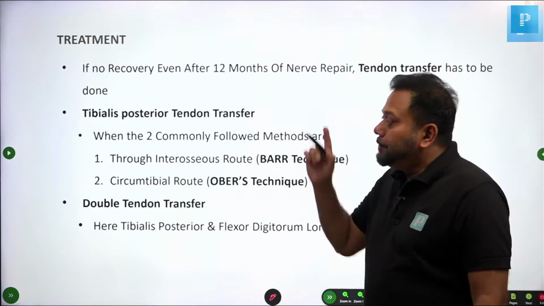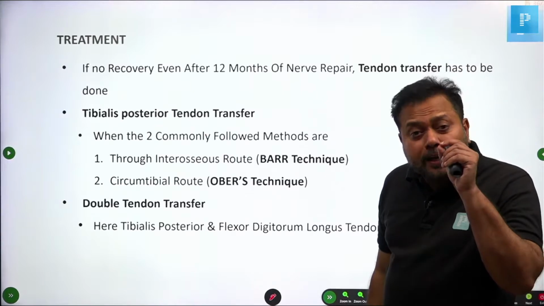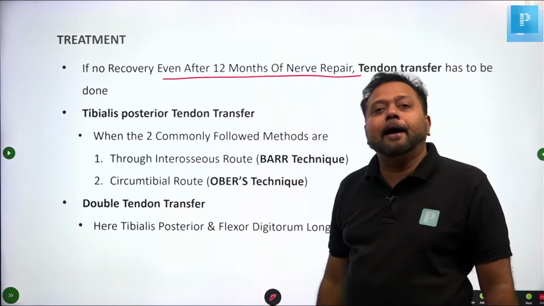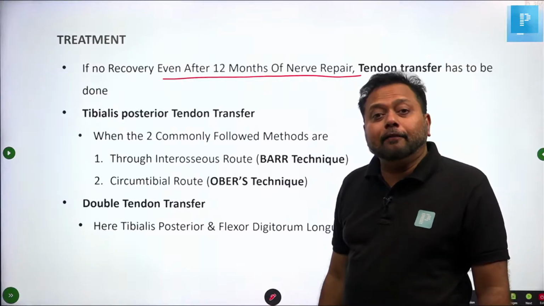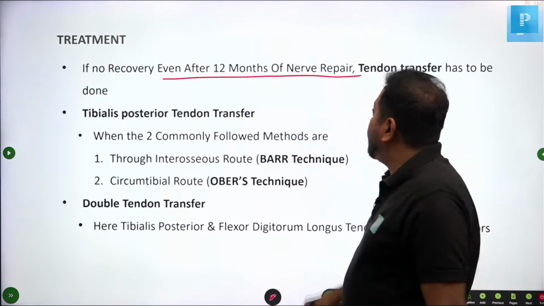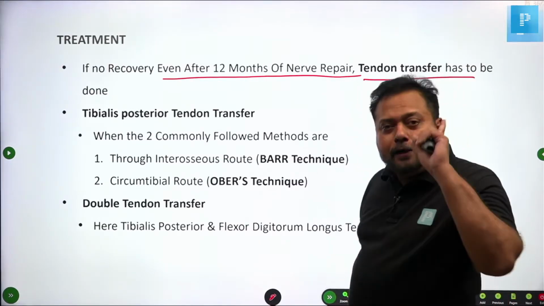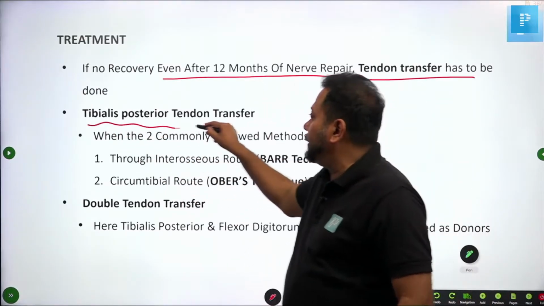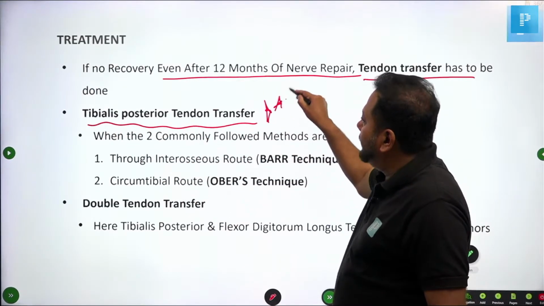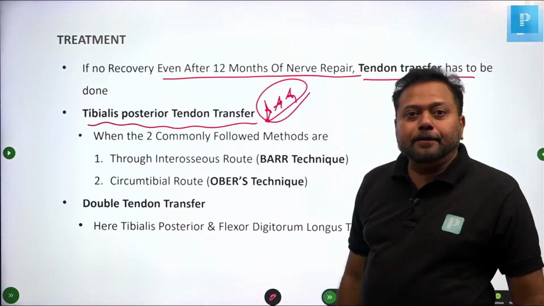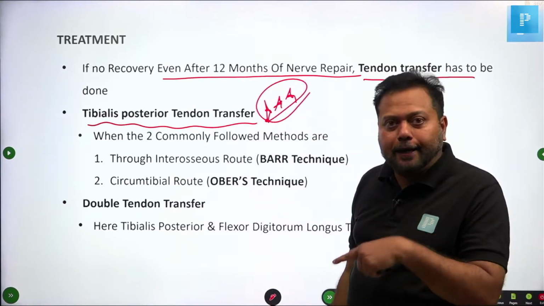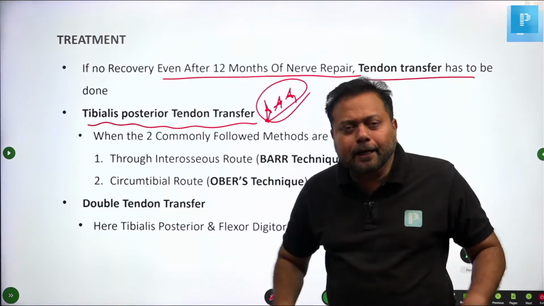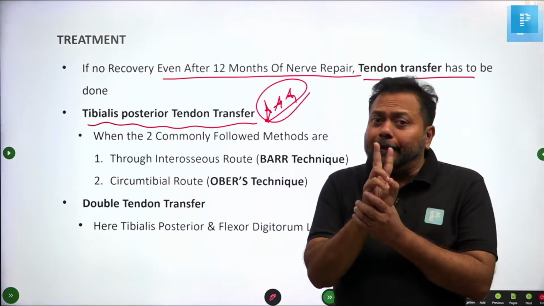Treatment, this is very important. If there is no recovery even after 12 months of nerve repair, tendon transfer is the only option. The best tendon that is selected is called tibialis posterior tendon. Asked question, very important, NEET PG. You can expect this question in INI-CET. Tibialis posterior tendon is transferred in two methods.